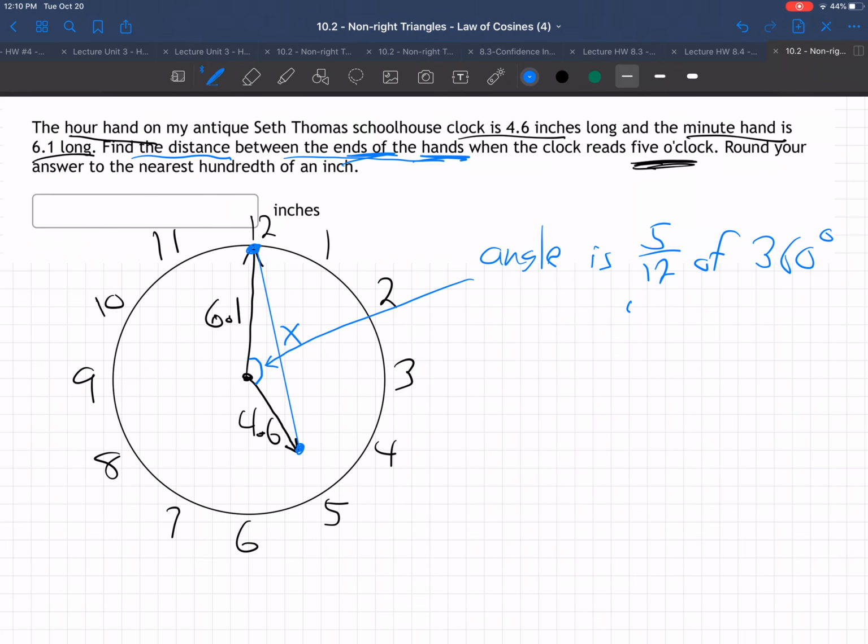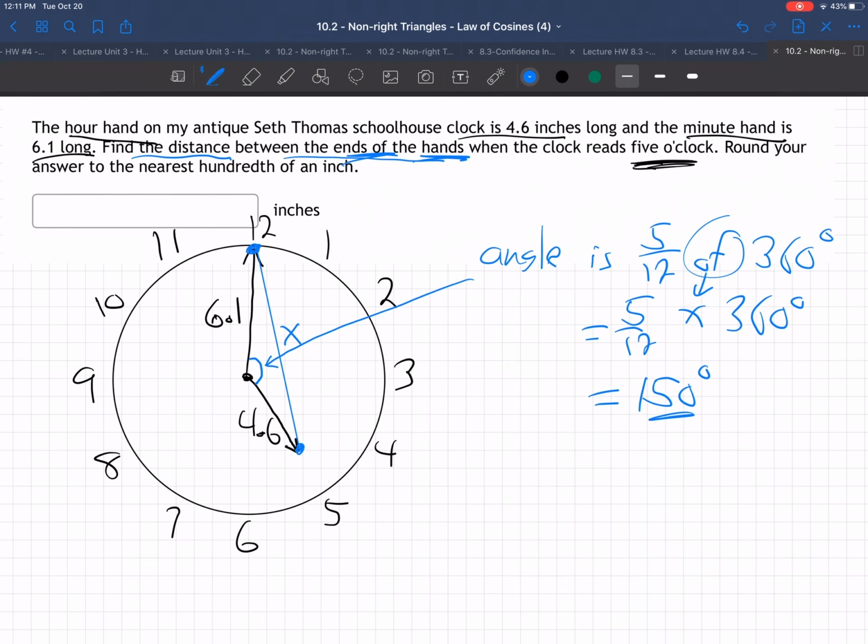So that is 5/12 times 360. In math, "of" always means times. If you multiply that in your calculator, you'll get 150 degrees. So 5/12 times 360, yeah, 150 degrees. So that angle right there must be 150 degrees. Okay, so how are we going to solve for x now? We've got the angle, we've got the two sides.